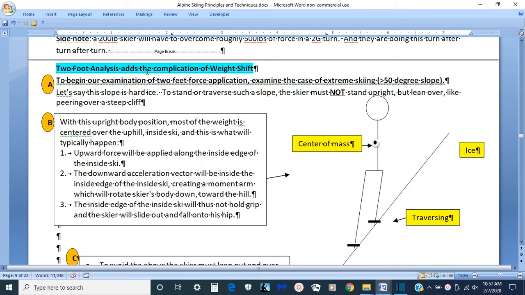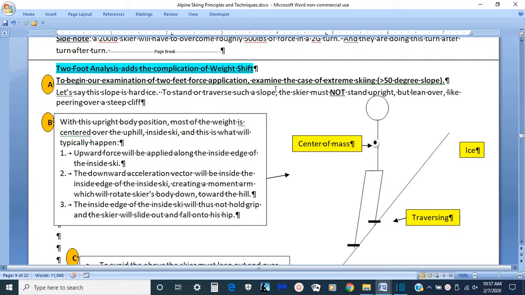Two-foot analysis adds a complication of weight shift. All right, so now you're dealing with 2 feet. That's more realistic because people have 2 feet. To begin our examination of 2-foot force application, examine the case of extreme skiing. Instead of laying the person out, the person's standing upright, but because of the slope, it looks like they're laid out. Extreme skiing is 50 degrees or more, so that's pretty steep.